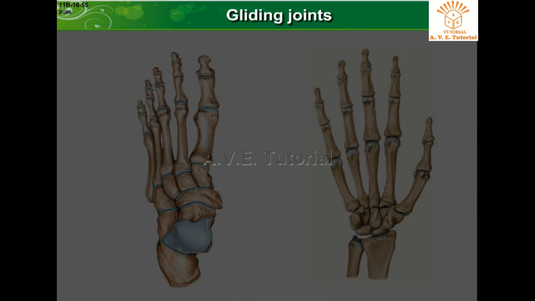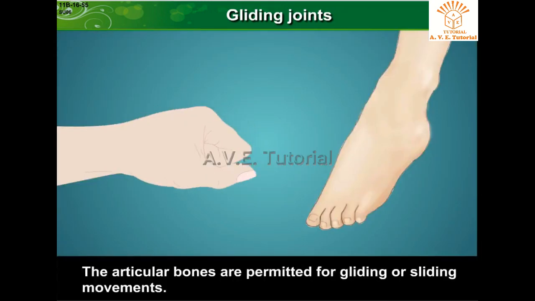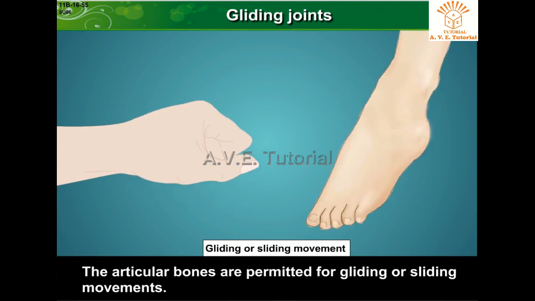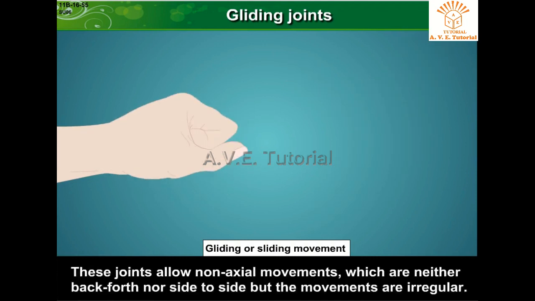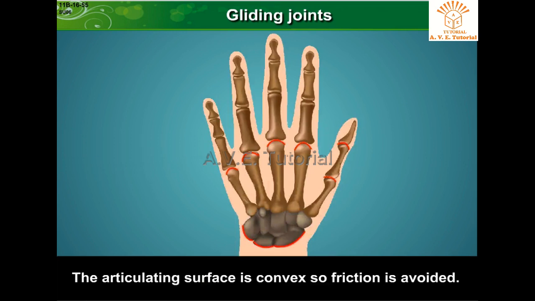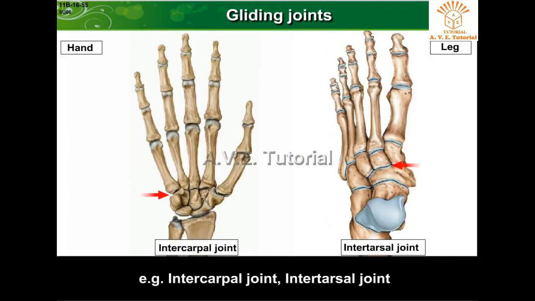4. Gliding joints. The articular bones are permitted gliding or sliding movements. These joints allow non-axial movements which are neither back-forth nor side-to-side but irregular. The articulating surface is flat, so friction is avoided. Intercarpal joints, intertarsal joints, etc. are examples of gliding joints.